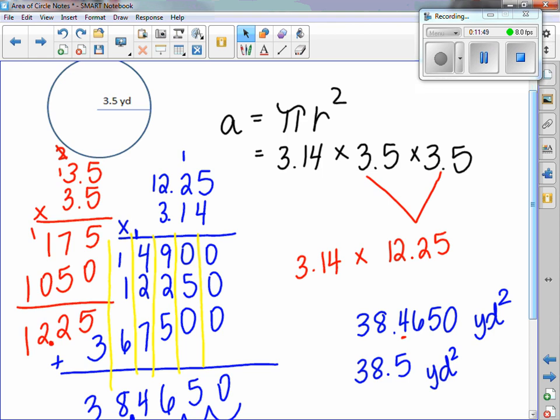I double check with the calculator. 3.5 times 3.5, 12.25. Yes. Times 3.14, 38.4650. Yes, I got that question correct. So be really, really careful in your calculations.